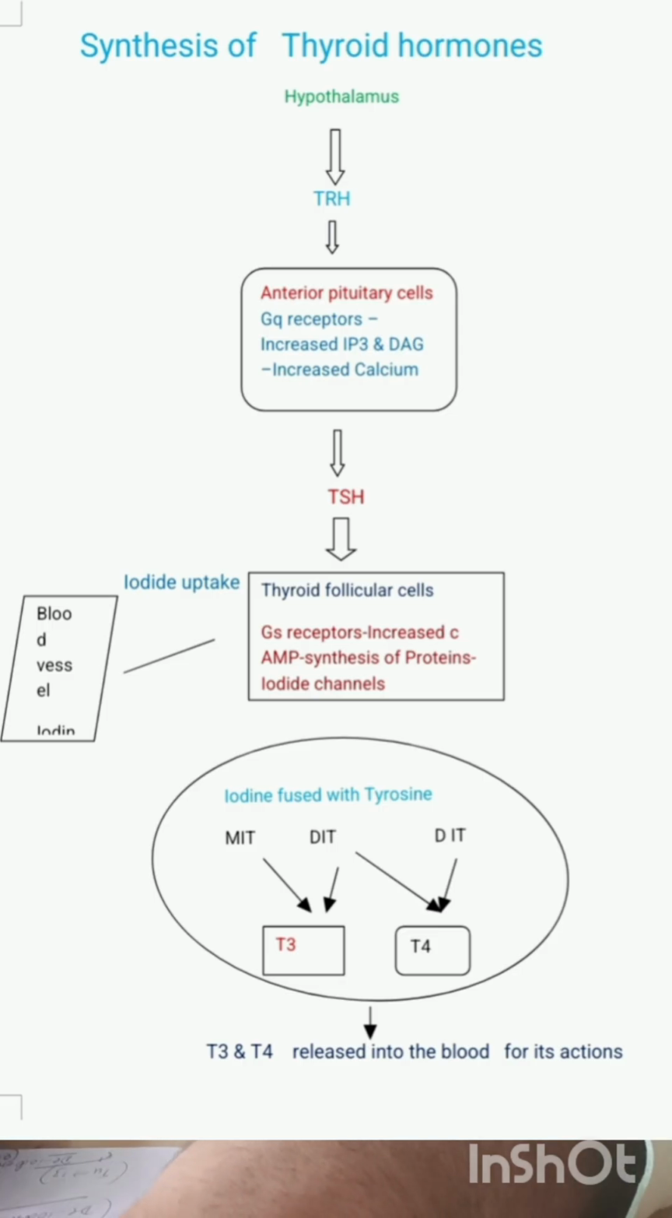Whatever iodide is present in the bloodstream will be taken up by the thyroid follicular cells through these iodide channels, which are synthesized by this stimulation of Gs type of G protein coupled receptors inside the thyroid follicular cells. Understood? After this, iodide is taken up by the thyroid follicular cells. This is the first step in the synthesis of thyroid hormones, that is called iodide uptake.